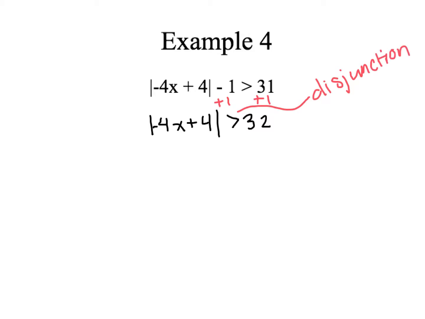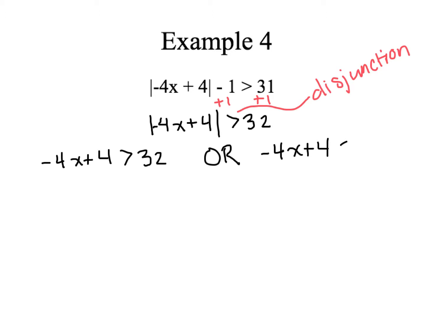So I need to follow the rules of a disjunction. Okay. Step 2. Copy the basic inequality without the absolute value brackets. So negative 4x plus 4 is greater than 32. And it's a disjunction, so I'm going to put an or. And step 3 is for the second inequality, switch the inequality sign and negate the c value. So negative 4x plus 4 is less than negative 32. Now I'm going to solve each inequality.